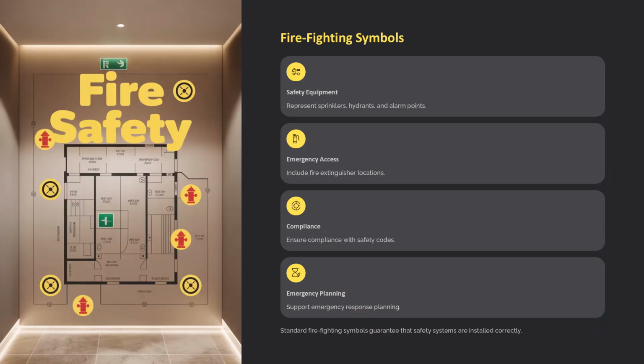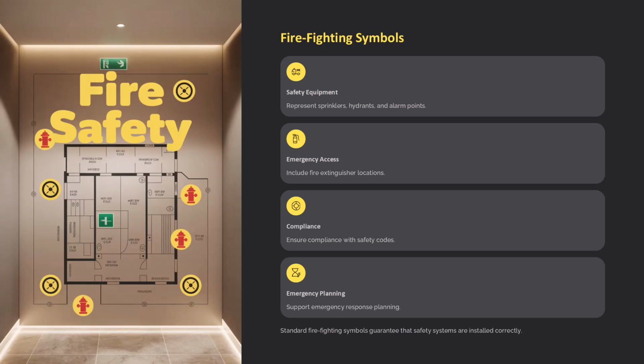Firefighting symbols. Firefighting symbols represent the locations of sprinklers, hydrants, alarms, and extinguishers. These symbols are critical for safety planning and legal compliance. They show exactly where life safety equipment must be installed and maintained. During construction, they guide teams in placing safety devices at approved locations.